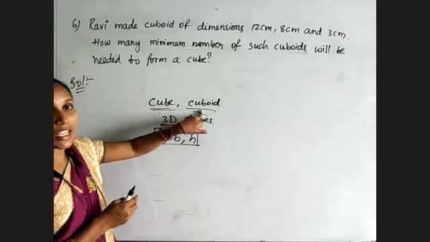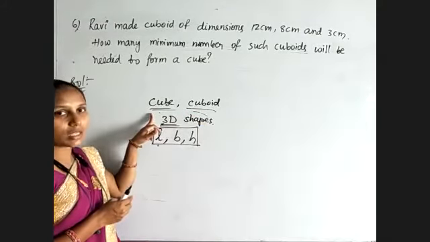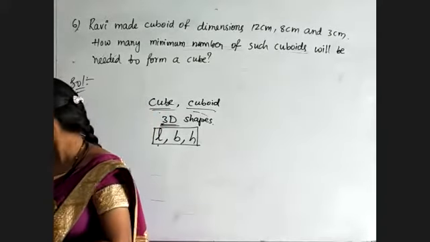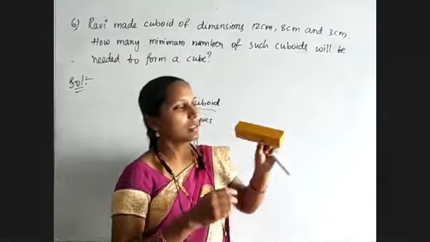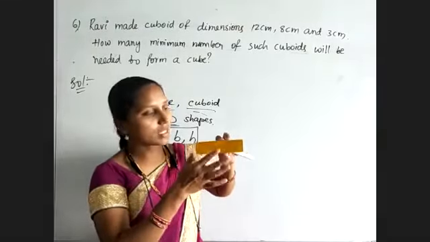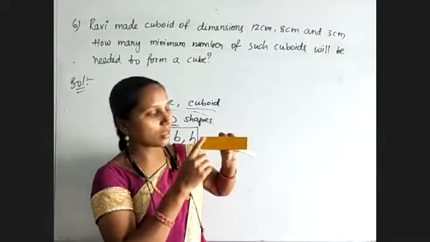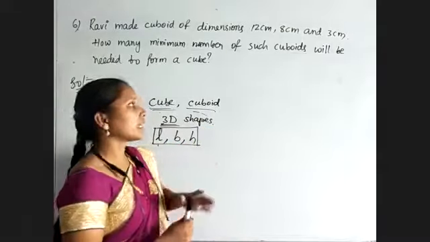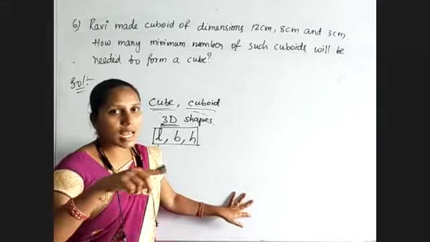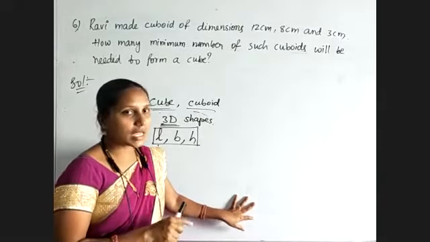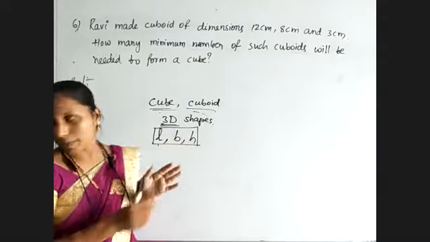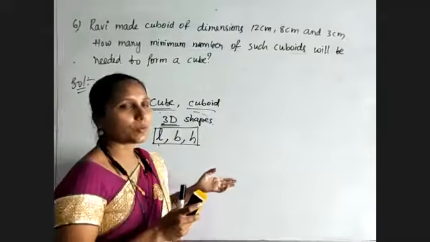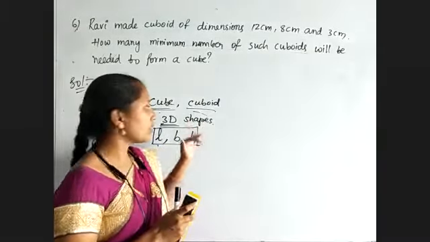A cuboid has rectangular faces, whereas a cube has only square faces. Just observe this duster. It is an example for a cuboid. This face is like a rectangle. So a cuboid has rectangular faces. Whatever space is occupied by a 2D shape is called the area. Here, place occupied means the place inside this shape. For a 3D shape, that place is known as volume. So instead of area, we will calculate volume for a 3D shape.